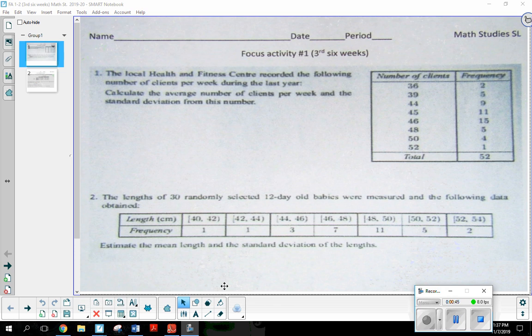We'll see how far we can get, because next week we're not teaching. You're going to have the class period every day next week to work on your internal assessment.